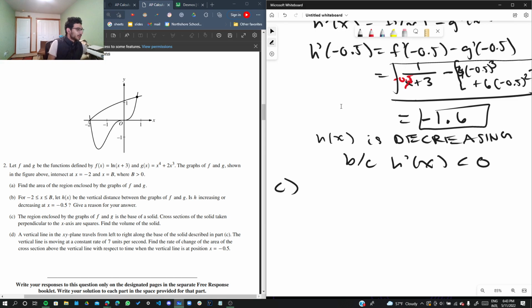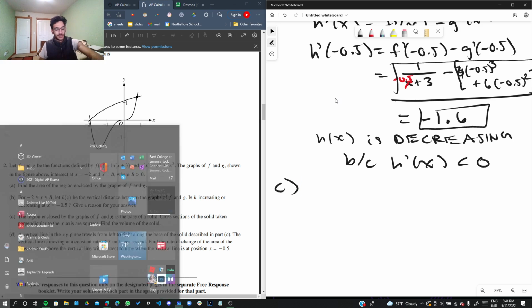C. The region enclosed by the graphs f and g is the base of a solid. Cross sections of the solid taken perpendicular to the x-axis are squares. Find the volume of the solid. Okay, cross sections. So I'm just gonna take a screenshot of this again.